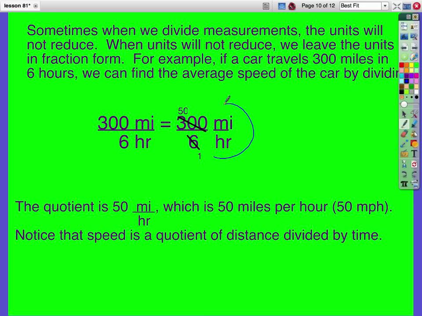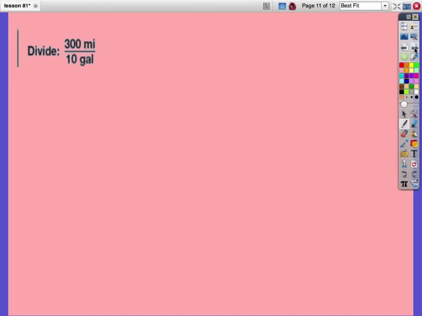So when we have units, one over the other, we can say it's top one per the bottom one. And notice that we can abbreviate miles per hour with mph. And so speed is a quotient of distance divided by time. Let's try an example here. We have 300 miles divided by 10 gallons.